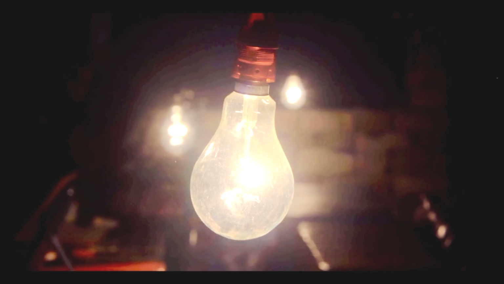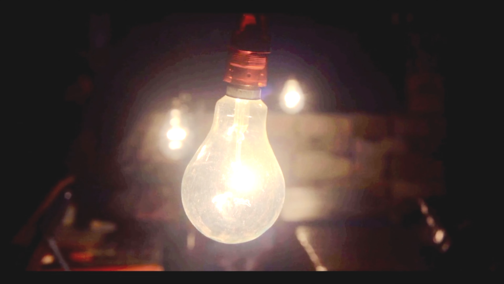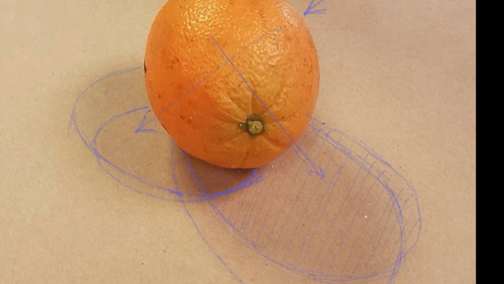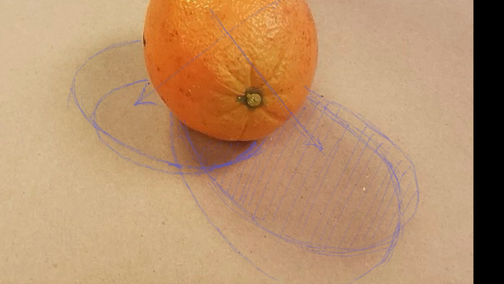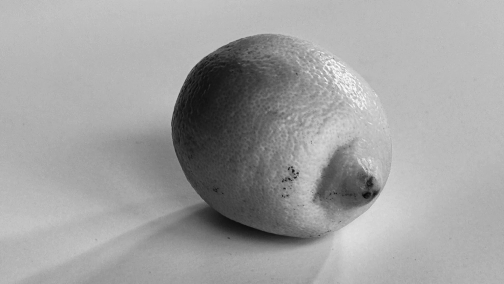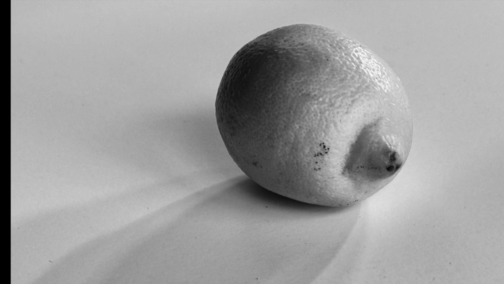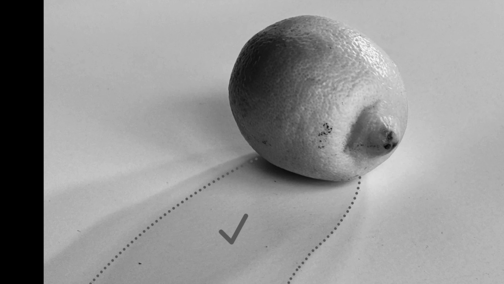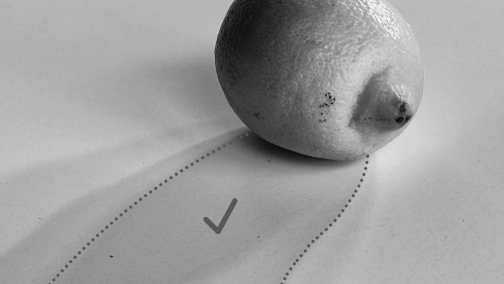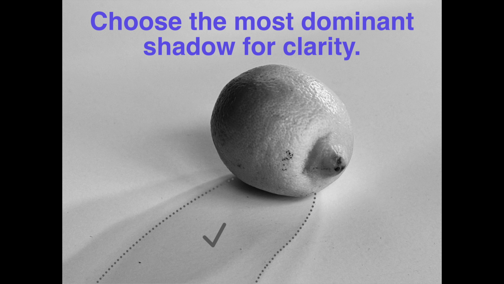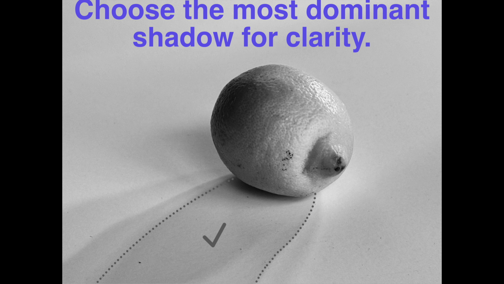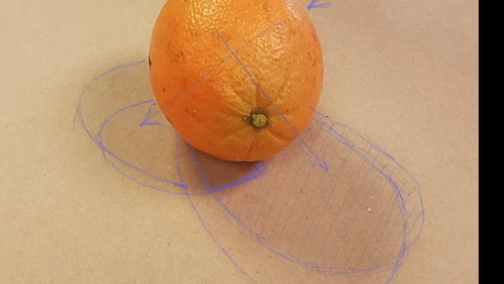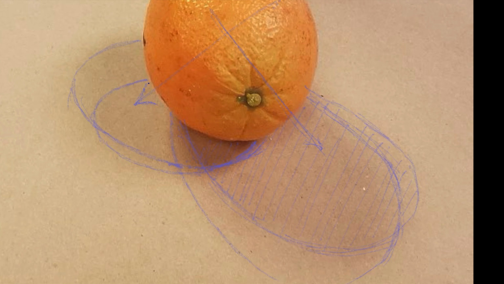In reality, there are often multiple light sources, especially in artificial lighting. This creates multiple shadows, as each light creates its own shadow. However, if you try to include all of them, the image can quickly become confusing and visually noisy. In those cases, it's better to focus on the dominant light source and its shadow pattern, and simplify or ignore the rest. Don't try to copy everything. Select, control, and organize what matters.